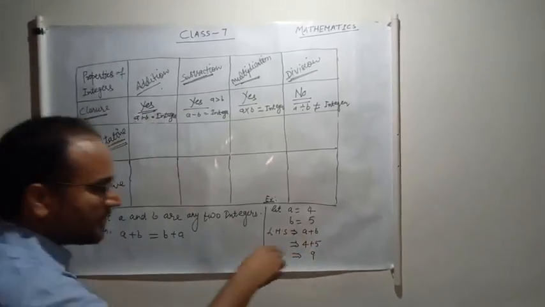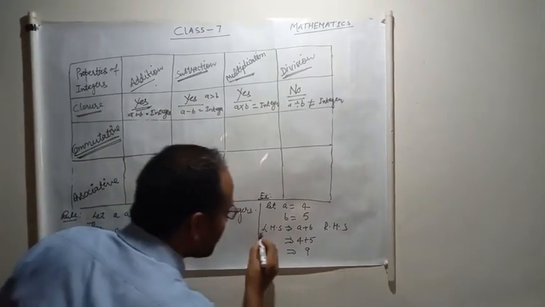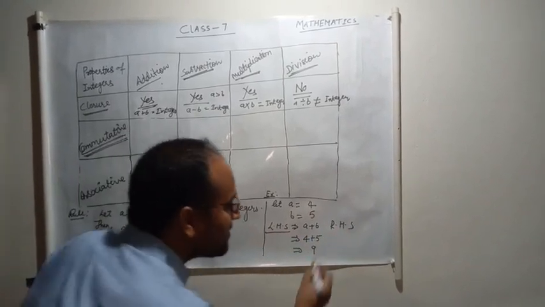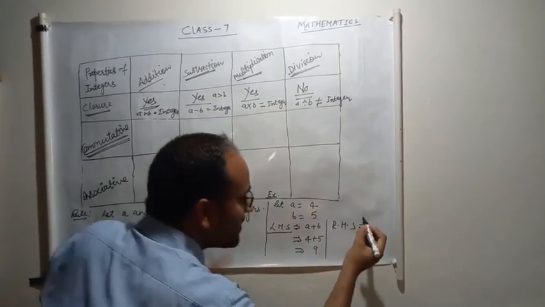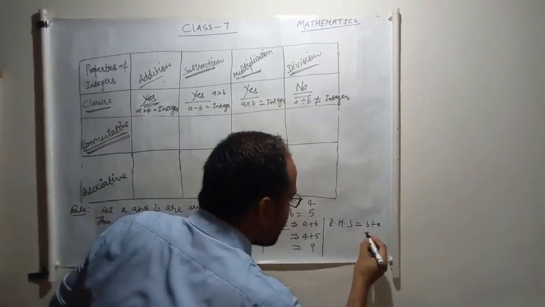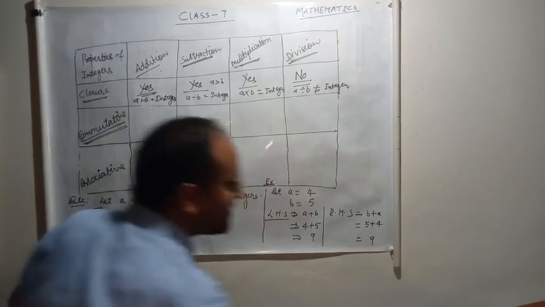Left hand side A plus B, we have solved it. We get 9. And then we are going to solve the right hand side. You know that LHS is the left hand side and RHS is the right hand side. See this one, the right hand side is B plus A. B is 5, so 5 plus 4. What will you get, students? In this case also you are getting 9.